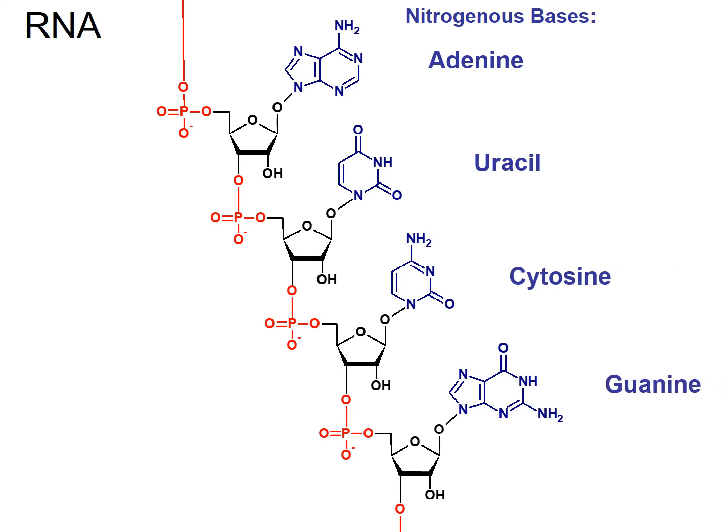So here are the 4 nitrogenous bases that you're going to see in RNA: adenine, uracil, cytosine, guanine. Don't forget the other parts of the nucleotides. We've got phosphates and riboses, and that's what makes up the nucleotides in RNA.